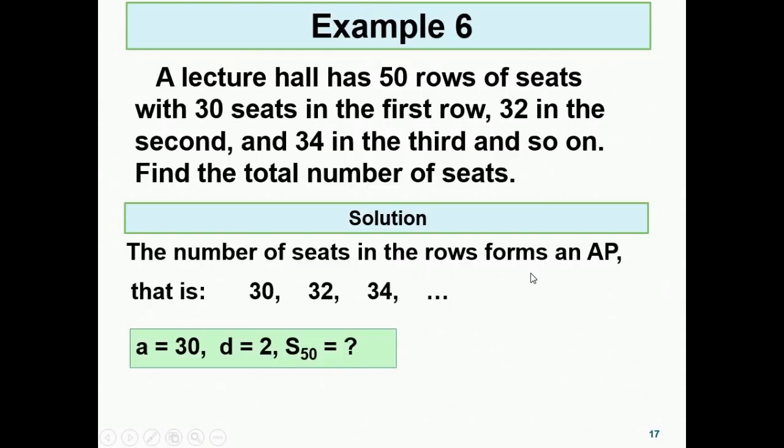So with a equal to 30 and d equal to 2, we need to find for 50 rows. The number of rows is 50. Substitute into the Sn formula, which is the S50 formula: 50 over 2 times 2 times 30 plus 50 minus 1 times d, where d is equal to 2. So the answer is 3,950.